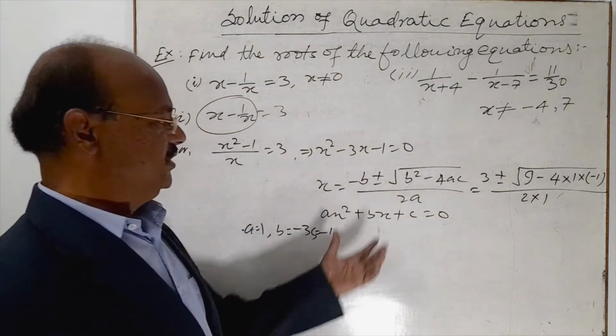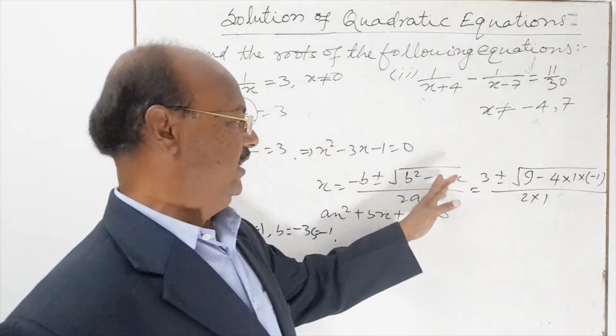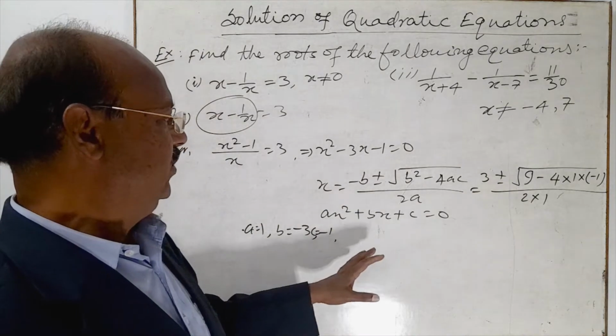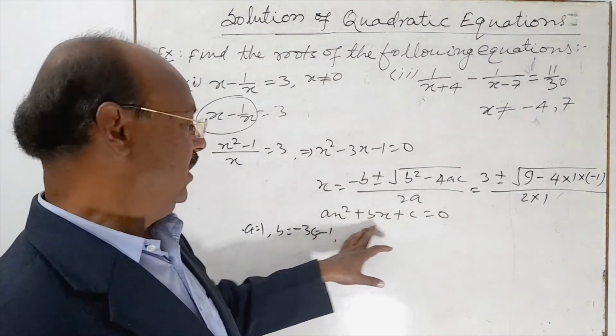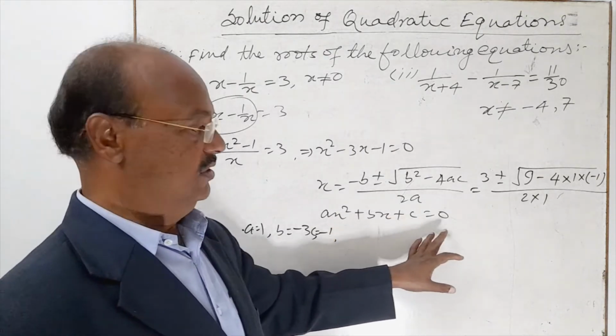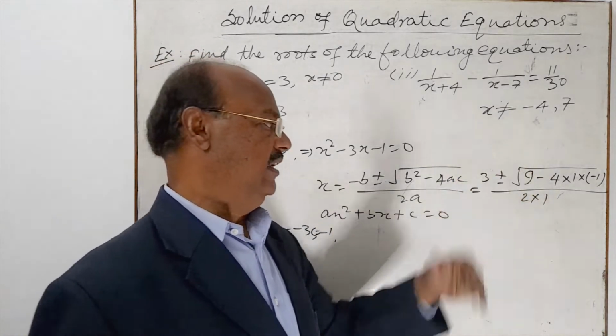So by using this quadratic formula, we have to put the values of a, b and c in this formula, and a, b, c we can have by comparing this given quadratic equation with the standard form of quadratic equation, which is ax square plus bx plus c is equal to 0. Correct? Now let us simplify it. You will get the answer very easily.